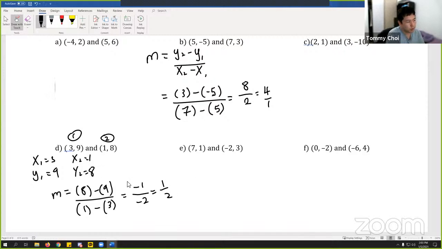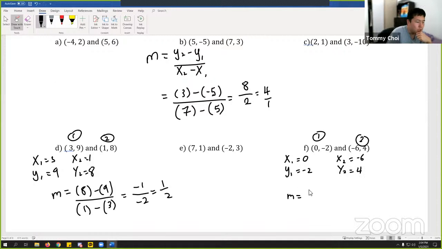So this is kind of the idea, right? You want to list it out and then solve into the formula. I'm going to do question F as our last one here. So once again, point 1, point 2, as listed, x1 is 0, y1 is -2, x2 is -6, y2 is 4. Plugging it into my formula, 4 minus -2, and then -6 minus 0. And subtracting that, 4 minus -2 is +6. -6 minus 0 is -6. 6 divided by -6 will give you -1. And that's your final answer there. Okay?